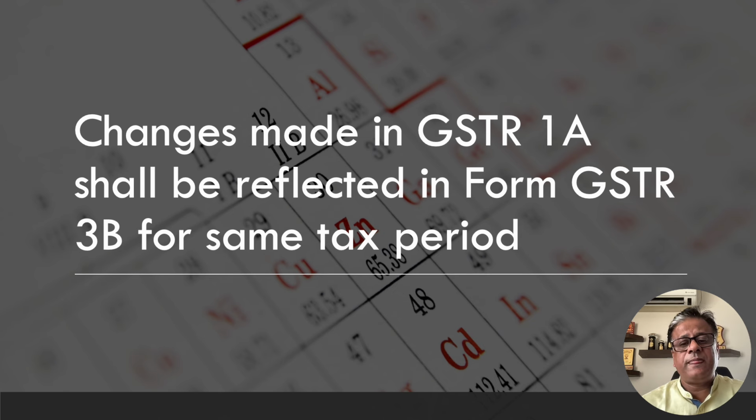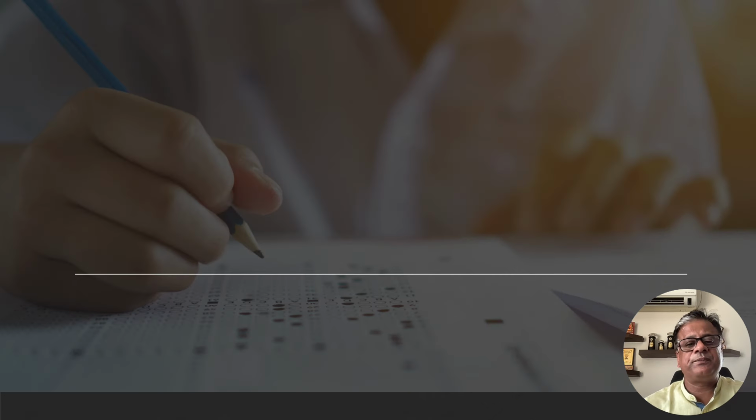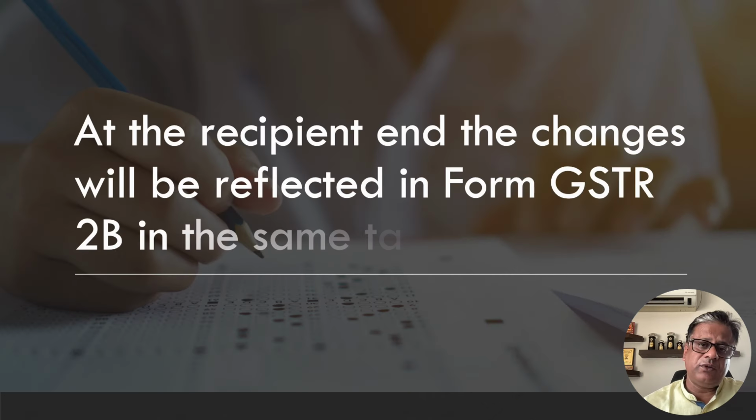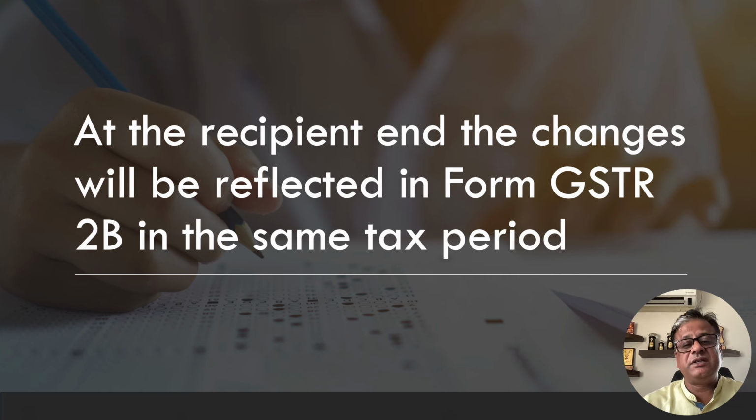If you amend the GSTR 1 mistakes in GSTR 1A, in the same tax period's GSTR 3B also the rectified or amended figures will be reflecting. So if you file GSTR 1A before GSTR 3B, all the amended figures will be reflected in GSTR 3B. Even for the recipient, what is appearing in GSTR 2B, if any error pertaining to that is rectified in 1A, in 2B also the rectified amount or the amended details will be reflected.